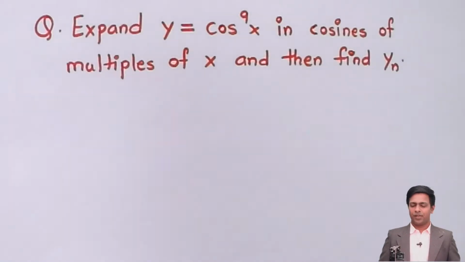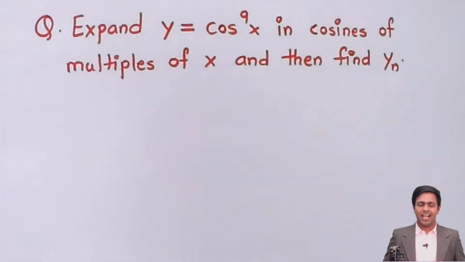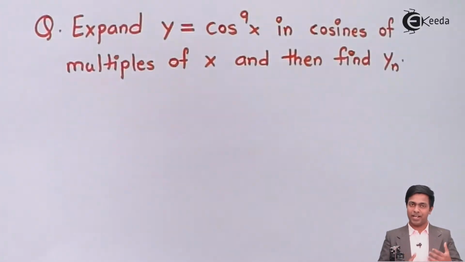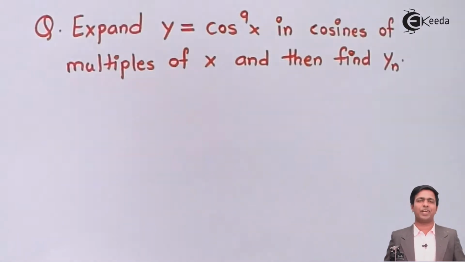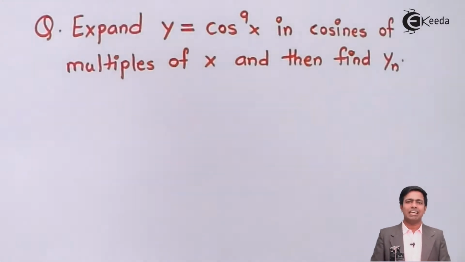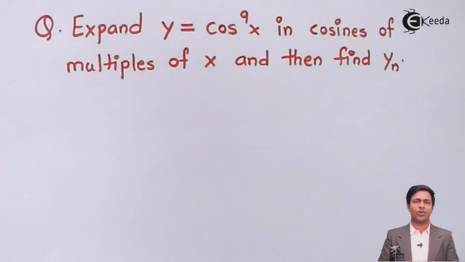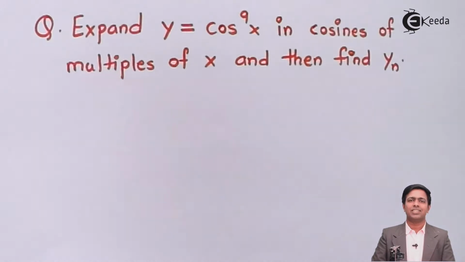So here y is given as cos raised to 9 x, and we have to expand it first in cosines of multiples of x, and then we have to find the nth derivative, that is y n. Now guys, how do we expand this y equal to cos raised to 9 x term? There are two ways.